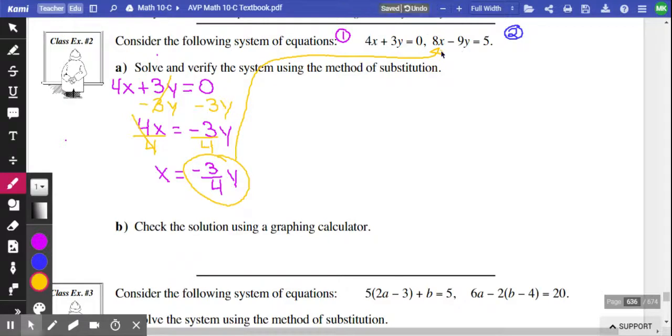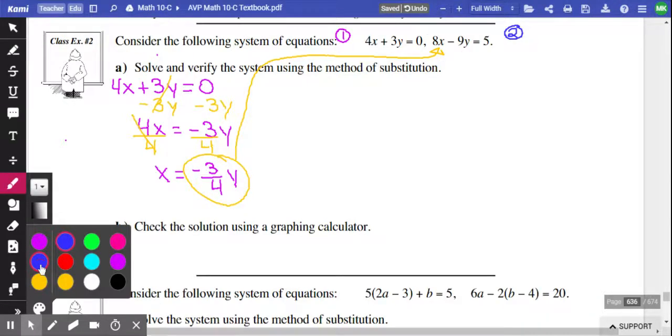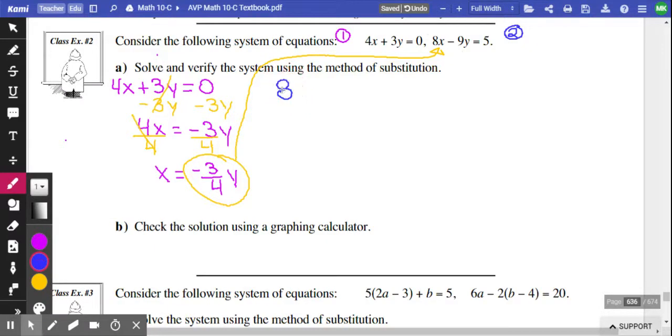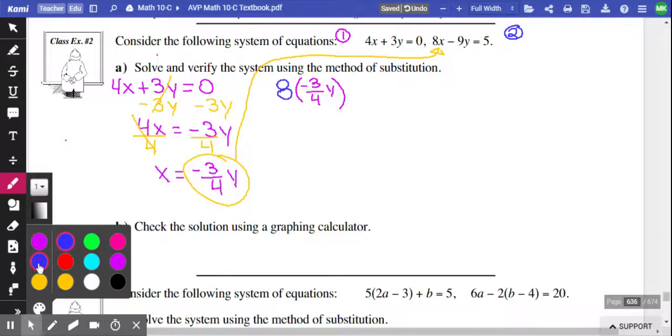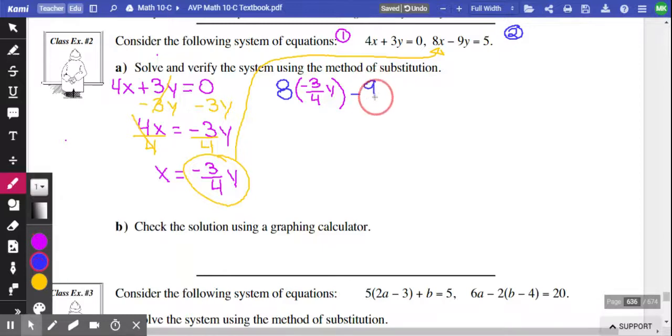That means I rewrite equation 2 now, but instead of x, I go bracket negative 3 over 4 y, and then close the bracket. Everything else in that equation stays the same. Minus 9y equals y. We got a letter by itself. We substituted it into the other equation. I've done a good job because I only have one letter left, y.